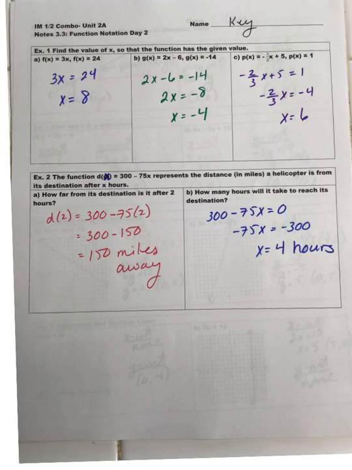So subtract 300, negative 75x equals negative 300. Divide by negative 75, and x equals 4 hours. So the helicopter will take 4 hours. So it's a 4-hour trip.